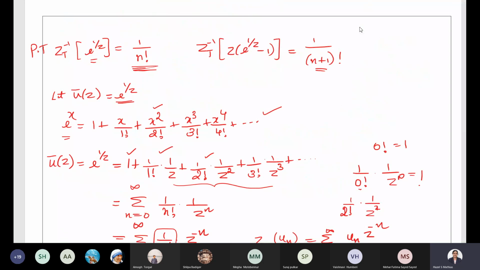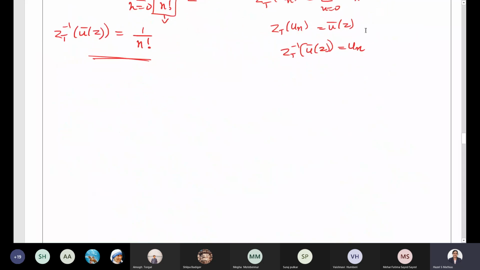Go for the second part. What we have to prove? This one. The inverse Z transform of z into e power 1 by z minus 1 is 1 divided by n plus 1 factorial. That is what we have to prove. So similar case over here. We need to find the inverse Z transform of z into e power 1 by z minus 1. This is what we have to prove.